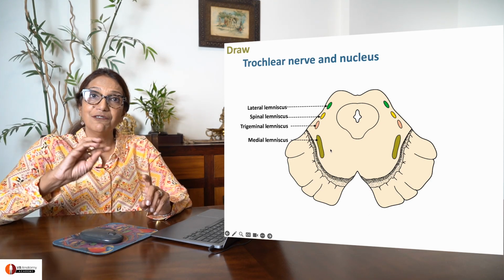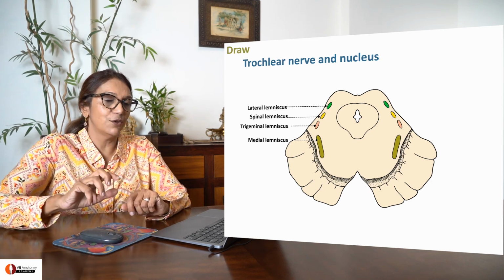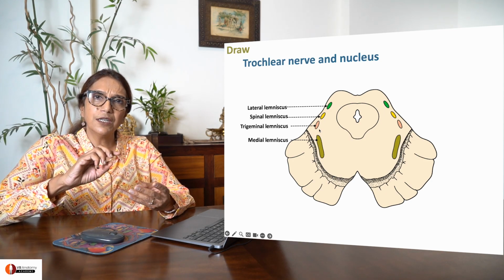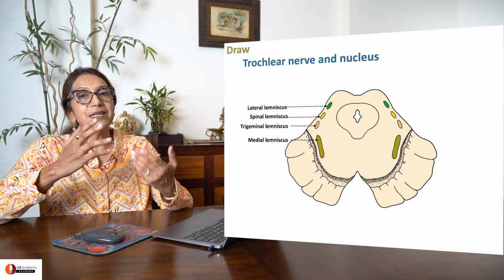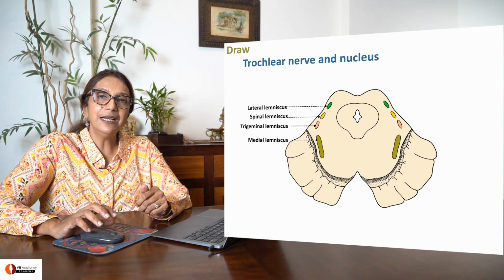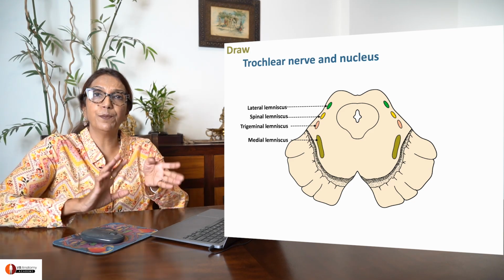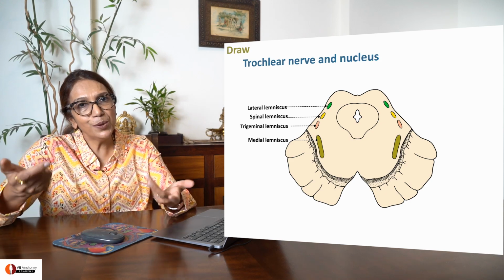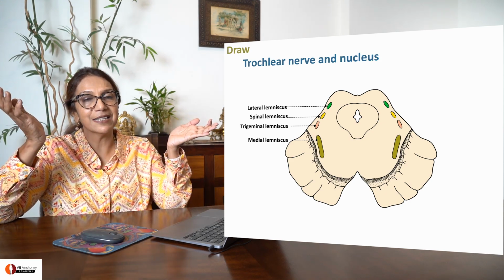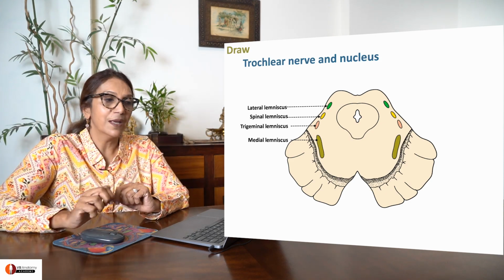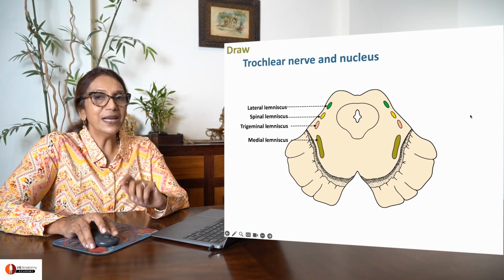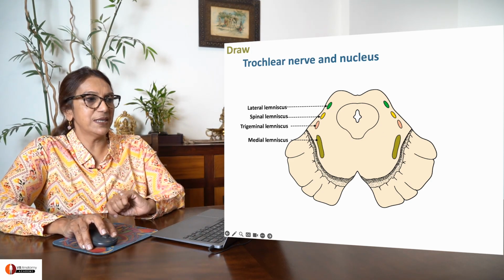Medial lemniscus, fine touch, opposite side of the body. Trigeminal lemniscus, pain, temperature, touch, pressure from the opposite half of the face. Spinal lemniscus, pain, temperature, opposite half of the body. Lateral lemniscus, hearing from both sides from the cochlear nerves. Finally, hearing has reached up till here. Okay. Now let's add, we will discuss what happens later.